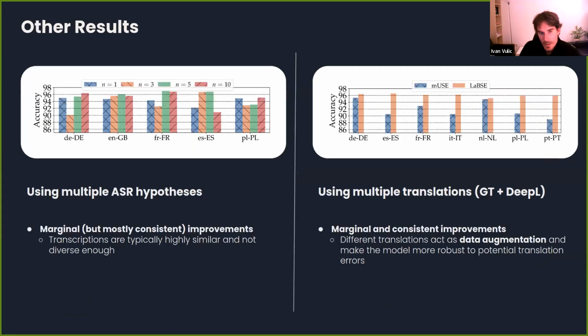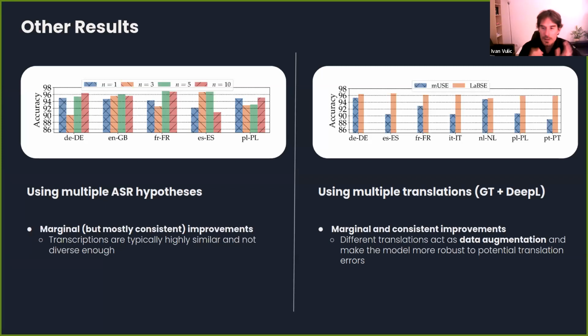And then, side results using multiple ASR hypotheses. Using more than one transcription doesn't really bring strong benefits. And I think this is mostly because all of these transcriptions are pretty similar to each other, so we don't actually get high lexical diversity.